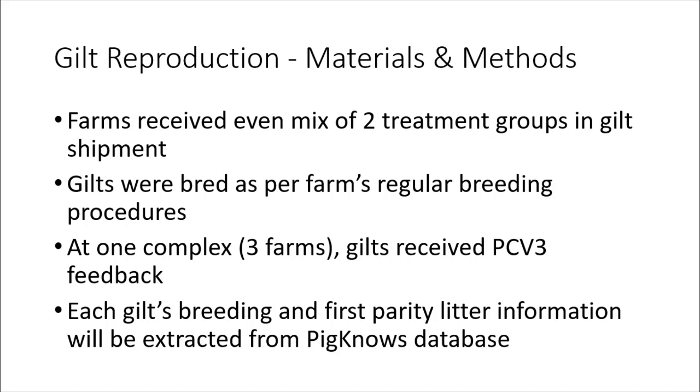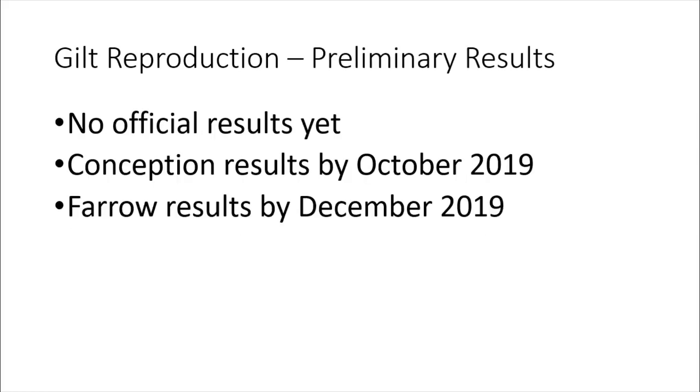So we took processing fluids, sent them off. Jordan evaluated whether they were PCV3 positive, PCV2 positive, or positive for both. Any samples that were positive for PRRS were excluded, and samples that were positive for PCV2 were excluded. So the only samples utilized in that feedback were PCV3 positive, and not PRRS and not PCV2. And that was fed back to controls and vaccinates. So subsequently, each gilt's breeding and first parity litter information is going to be extracted out of our data management system.